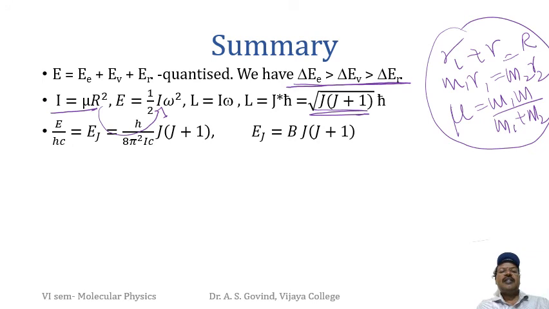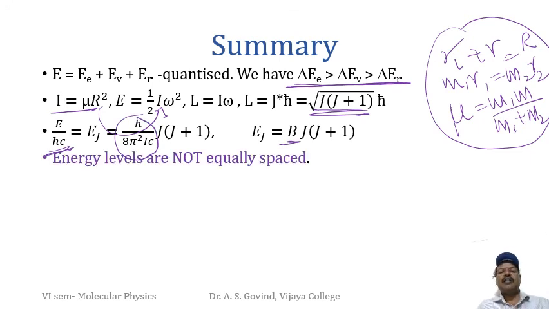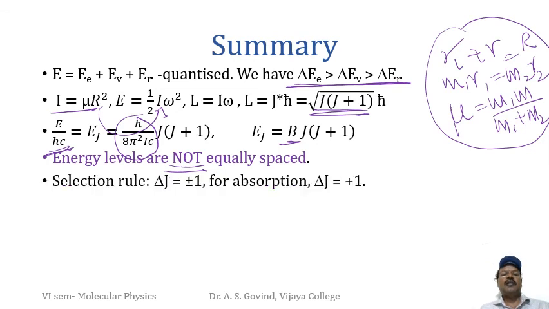You are getting EJ, which is E by hc. Remember that it is not just E, it is E by hc. And therefore, you are getting h by 8 pi square Ic J into J plus 1. This part is called B, which is the rotational constant. Then, energy levels are not equally spaced. You have to remember that. You can go back and look at the values for that.